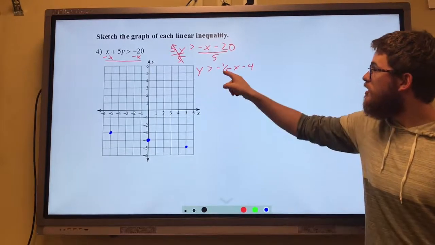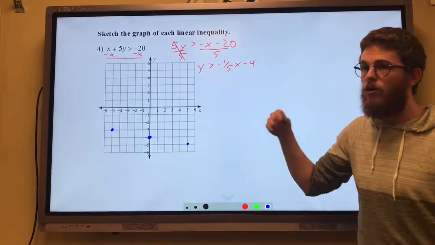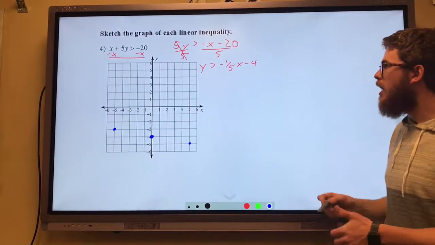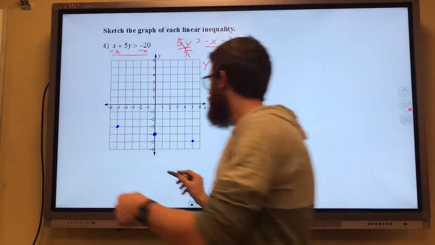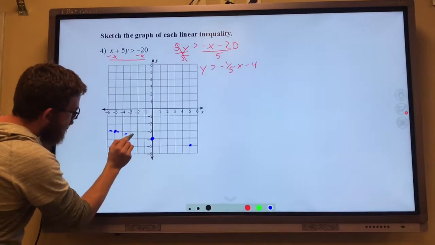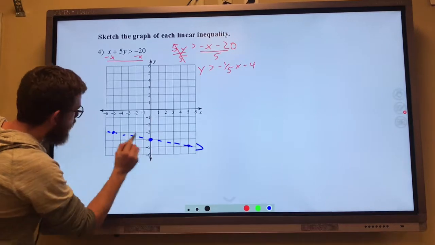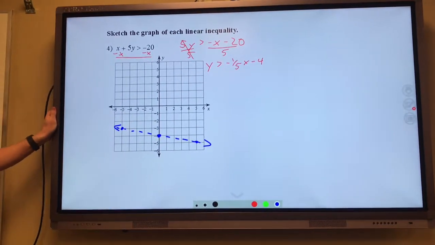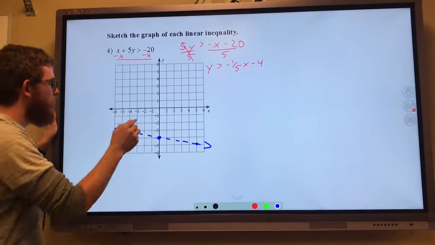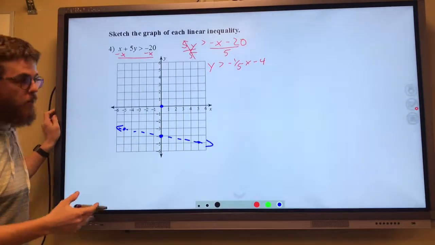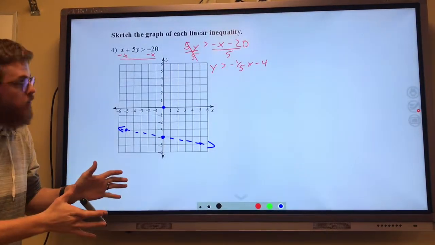Well, notice for this inequality, it's strictly greater than, meaning that we do not have a solid line, but we will have a dashed line that connects these points. And we need to shade one side or the other. So I'm going to try 0, 0. I'm going to see, does this point work?